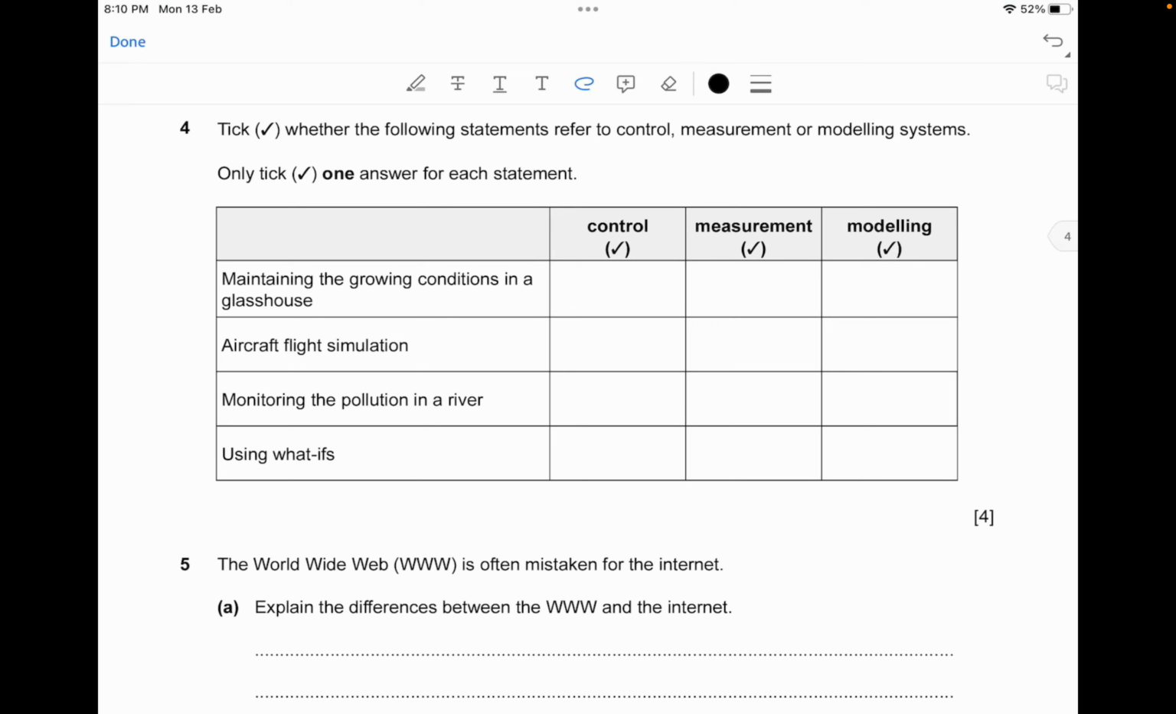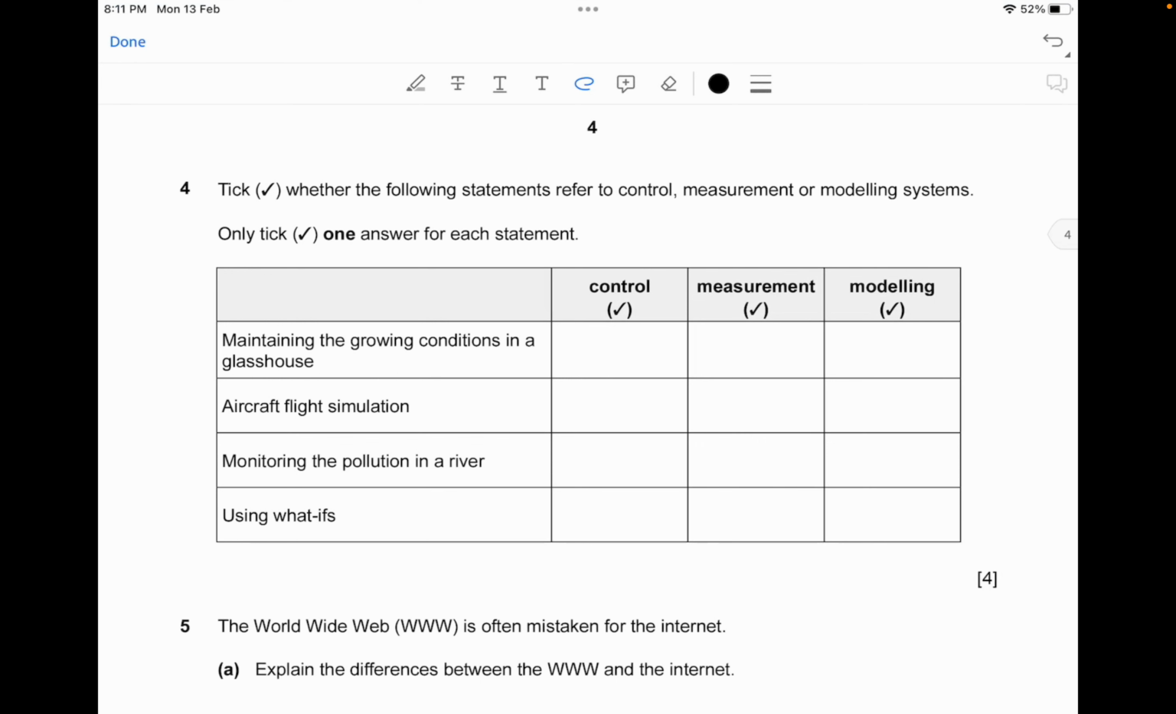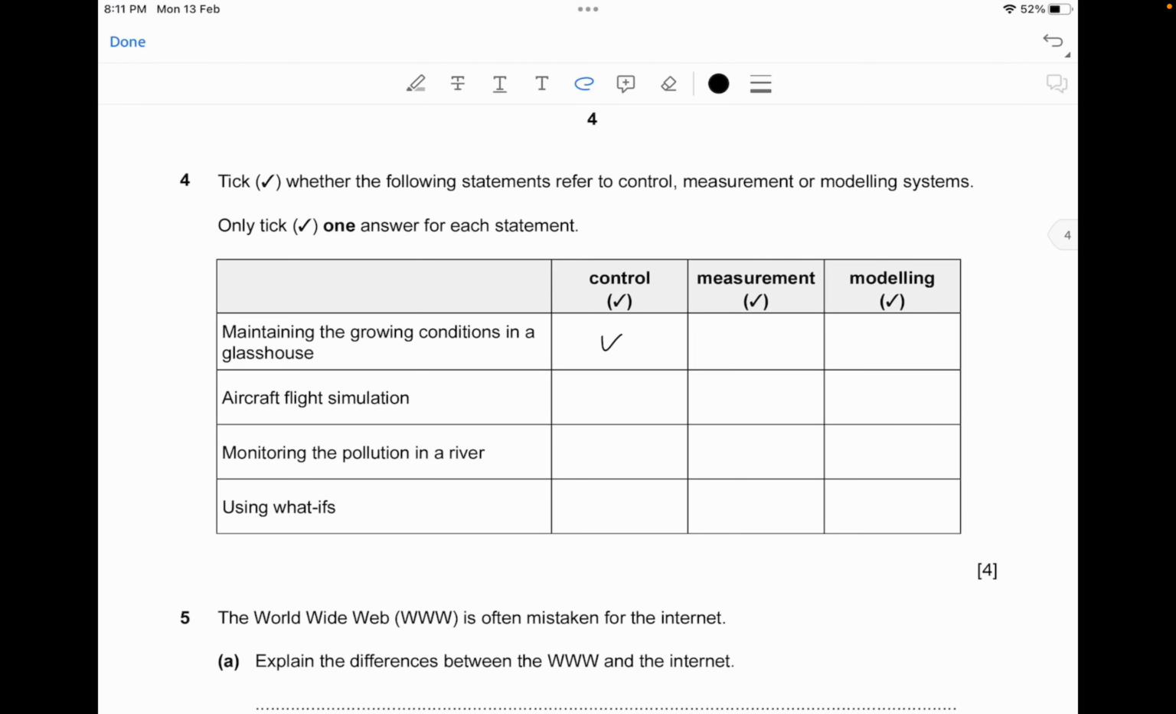Now the next question is to tick whether the following statements refer to control, measurement, or modeling systems. We have to only take one answer for each statement. Maintaining the growing conditions in a glass house is more of a control system. Aircraft flight simulation is more of a modeling situation. Monitoring the pollution in rivers is more of a measurement scenario. Using what ifs is more of a modeling situation.